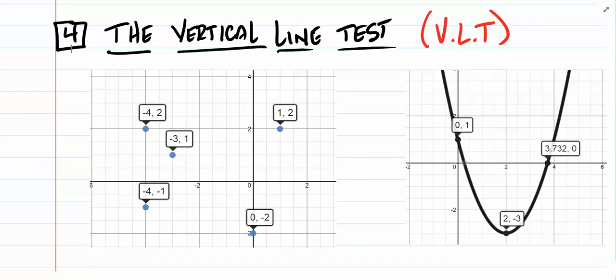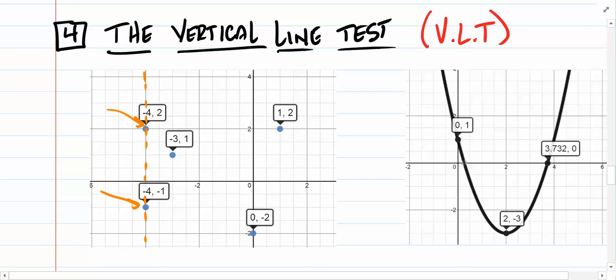Box number 4 is the vertical line test. Sometimes I call it the VLT for short. It stands for vertical line test. The idea here is that you should be able to draw a vertical line across your graph from left to right, and it should only touch one point at a time. So as you can see in this first example, this would not be a function. The reason is because when the x value is -4, I am touching two values at once. So that would not be a function.